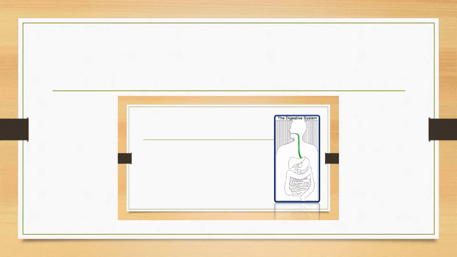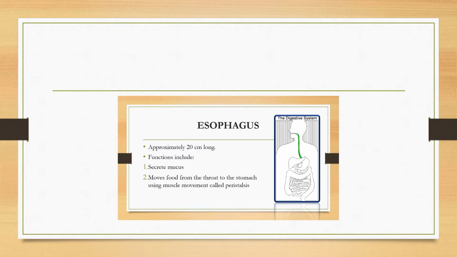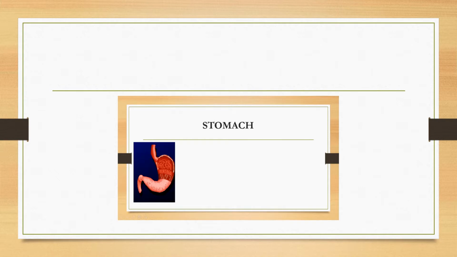Second, we have this long tube here. This is what we call the esophagus. The esophagus connects the mouth and the stomach. It is approximately 20 centimeters long. The functions of the esophagus are that it secretes mucus and it moves food from the throat to the stomach using a muscle movement called peristalsis. So the food can get to the stomach through the esophagus because there is a muscle in the esophagus that pushes the food downward to the stomach.